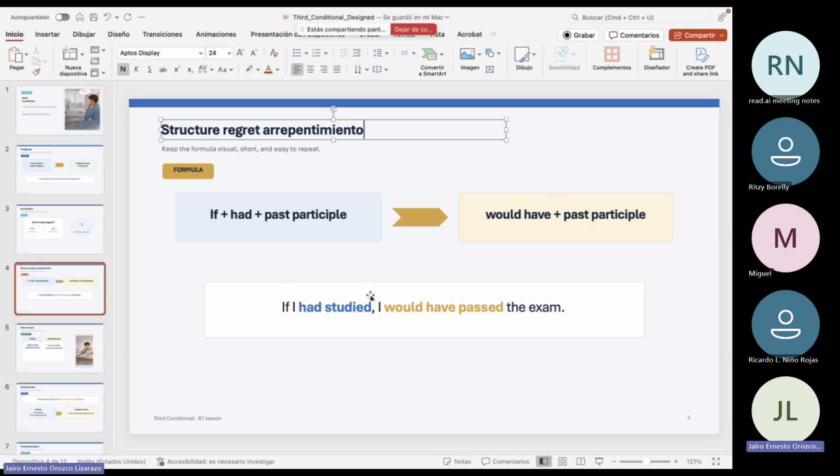If I had studied, I would have passed the exam. If I did this, this will happen. But I didn't do this, so this didn't happen. Right? Si yo hubiera hecho esto, esto hubiera pasado. Pero como no hice esto, esto no pasó. Entonces, por eso es que usamos el tercer condicional para hablar de arrepentimiento. Si yo hubiera estudiado, yo habría pasado el examen. ¿Listo? Entonces, básicamente eso es lo que son los terceros condicionales, la tercer condicional.